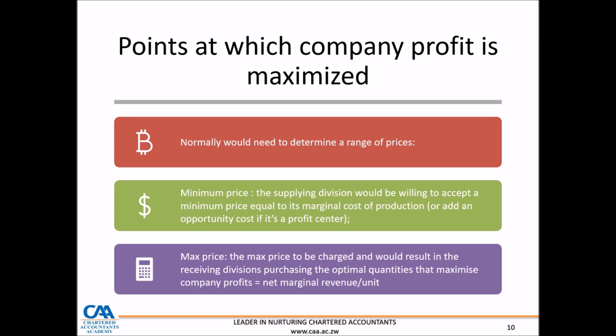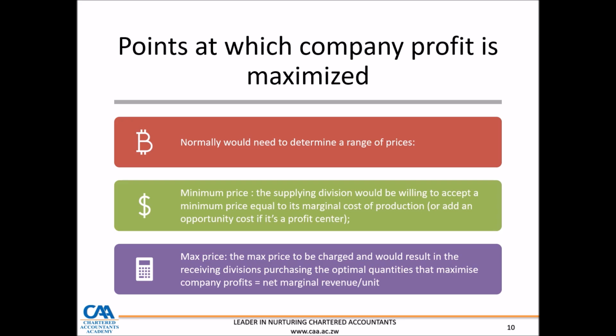So first, step 1, determine the optimal production at company level. Let's say, for example, we've got division A and division B. Division A can produce 10,000 units. And division B, the one selling to the market, can sell up to 8,000 units. So the question is, at what level does the company maximize its profits?